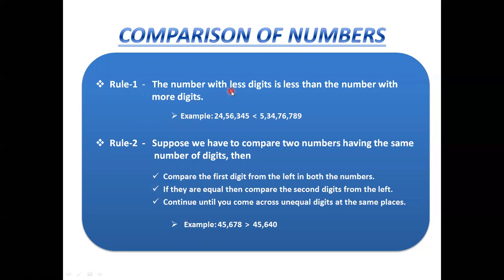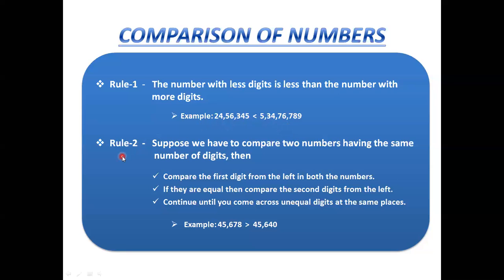The number with fewer digits is less than the number with more digits. Suppose you want to compare a 2-digit number and a 3-digit number, the 3-digit number is greater than the 2-digit number. You can see an example here. On the left side you have a 7-digit number and on the right side you have an 8-digit number. So obviously according to this rule, which number is greater? Yes, the 8-digit number is greater than the 7-digit number.